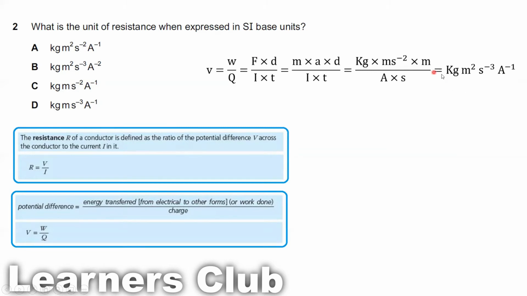After this, we substitute this SI base unit of PD in this expression. So resistance is equal to the expression that we obtained, divided by current. The SI unit of current is ampere. When we simplify, we get kg m² s⁻³ A⁻². You can clearly see that the answer for this question is option B.